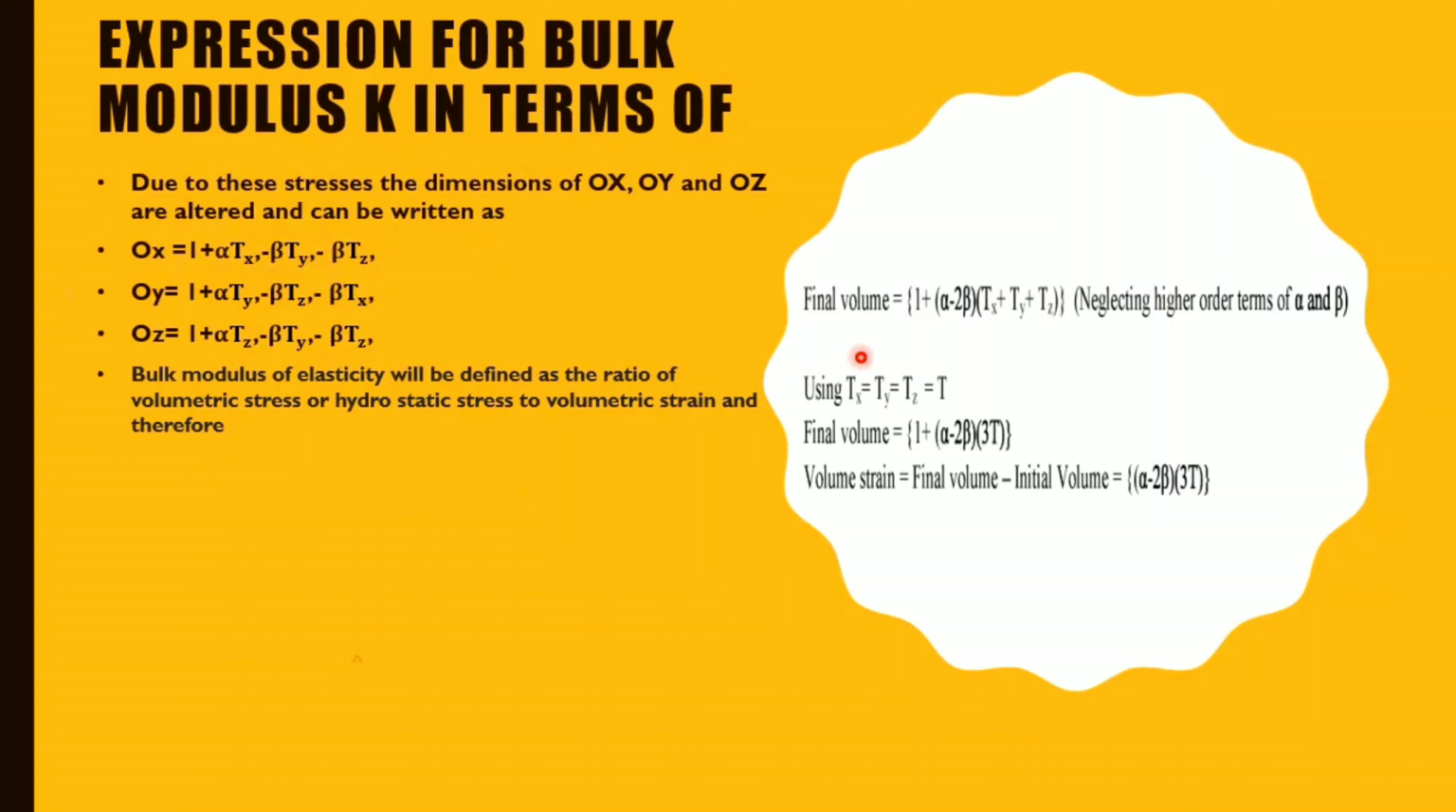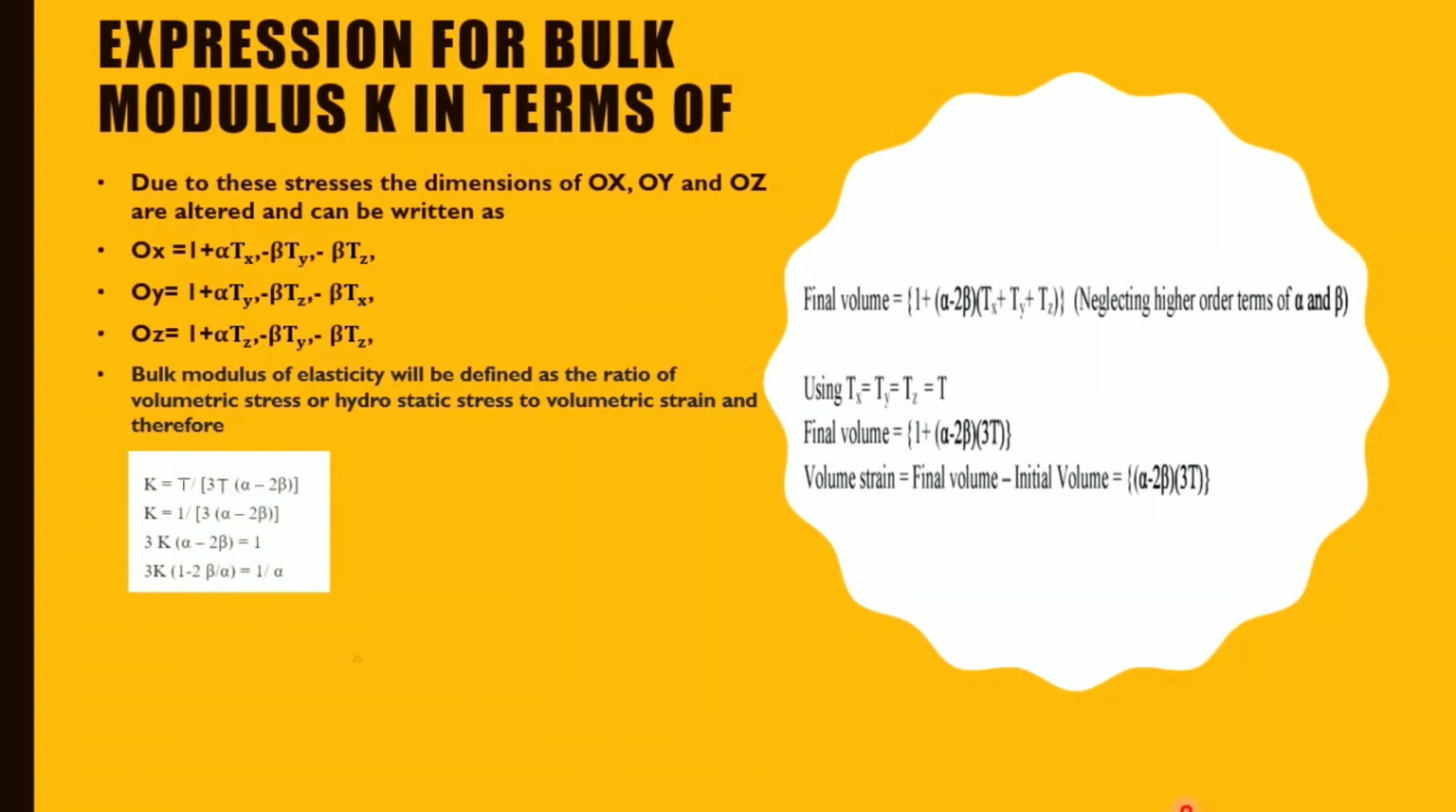Now we will consider Tx, Ty and Tz as T. So now we get the final volume with 3T. Volume strain is equal to final volume minus initial volume. Our initial volume was 1, so when we subtract it, 1 minus 1 gives 0. So we are left with alpha minus 2 beta times 3T.